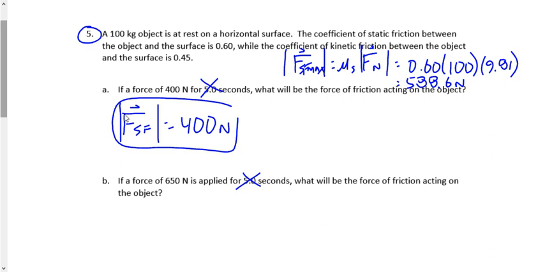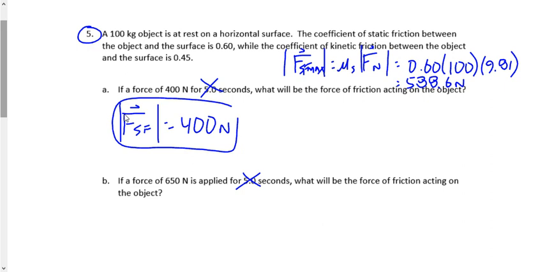Now, what if I push with 500? How big is static friction? 500, because that's how hard it needs to be, right? It doesn't need to be any more than 500 if that's all I'm pushing with. If I push with 587, how much does static friction need to be? Doesn't need to be any bigger than 587 because that's what I'm pushing with. Just going to match whatever I do until I exceed the maximum value.